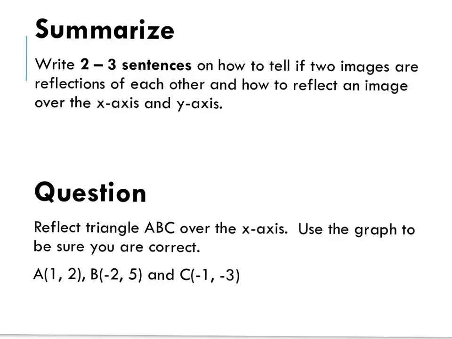Don't forget to do your summary, 2 to 3 sentences. Pretend that you are trying to explain how to reflect across the x and the y-axis, and also to tell if two images are reflections of each other. You also have one question to do, so you're going to reflect this triangle ABC over the x-axis. Even if you're confident doing it without the graph, be sure that you do the graph of the pre-image, the original ABC, and the image, the reflection, on your graph.